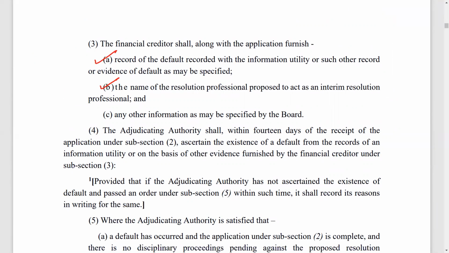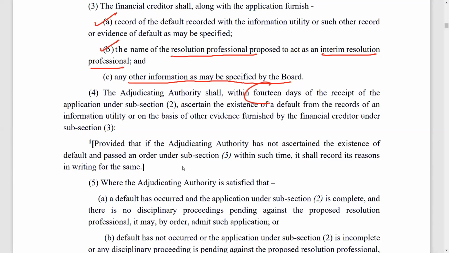Then the financial creditor will also have to propose the name of the resolution professional who is going to act as the interim resolution professional for the CIRP process, and any other information which is required by the Board, that is the IBBI. After that, NCLT will take 14 days to verify the default, ascertain the existence of the default, and within 14 days, NCLT is going to accept the application and the CIRP is going to commence.